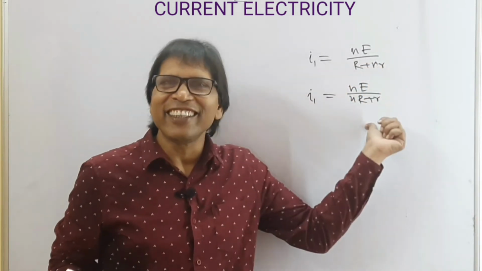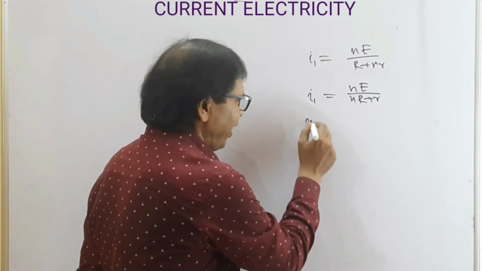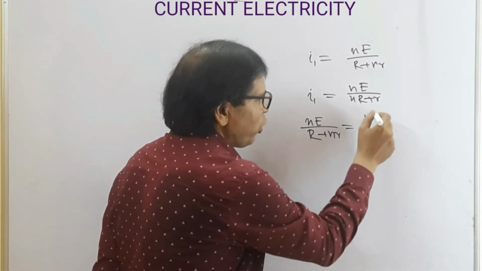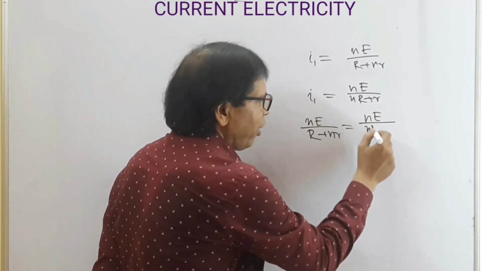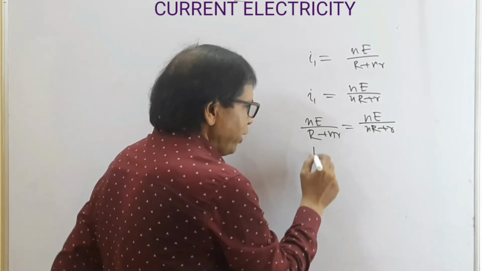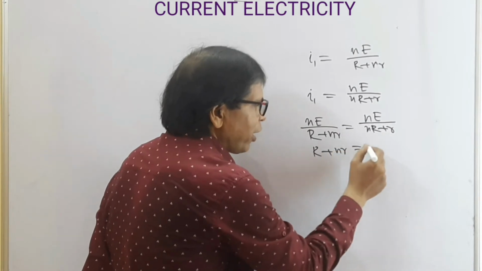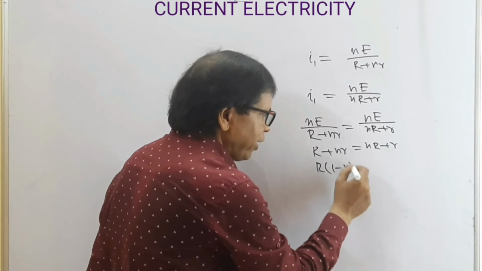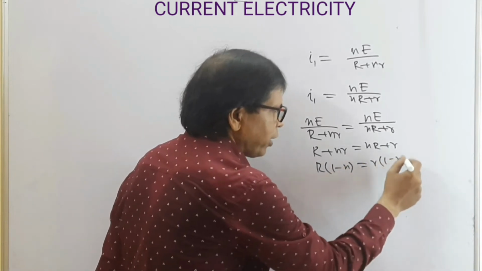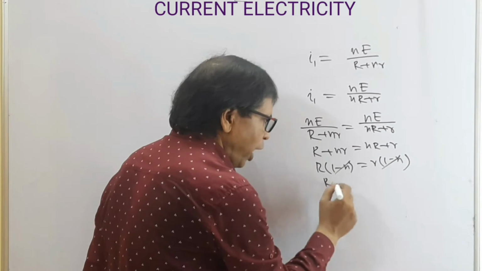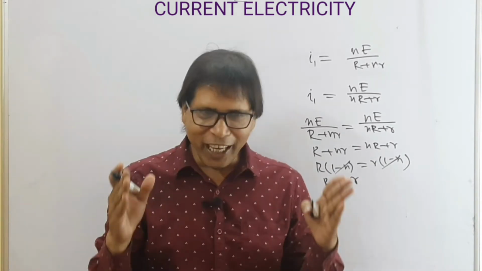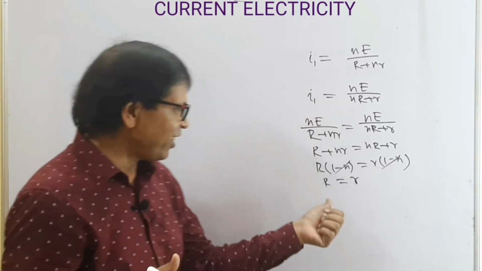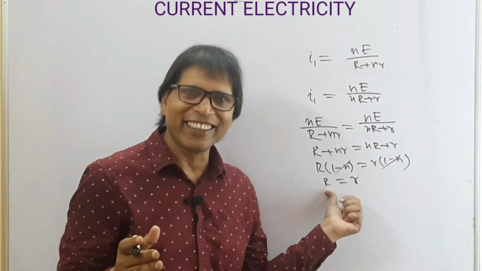Now equating this, we get, look at this, NE by R plus Nr equals NE divided by NR plus small r. So look at this, R plus Nr equals NR plus r. So R(1 minus N) equals r(1 minus N). Now this and this, so R equals small r. Therefore internal resistance of each cell is equal to external resistance.